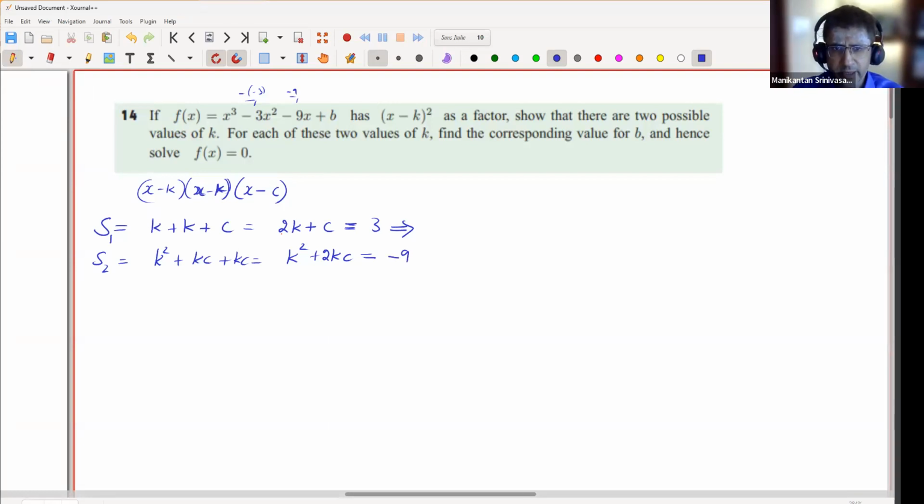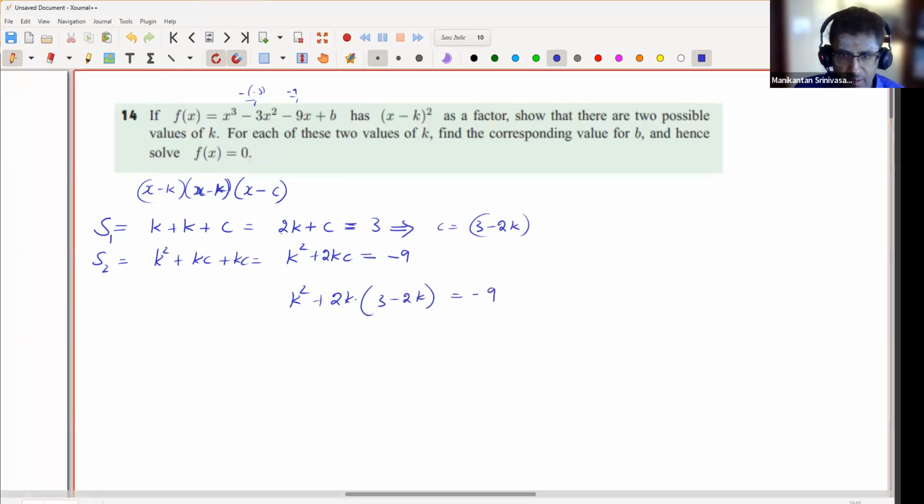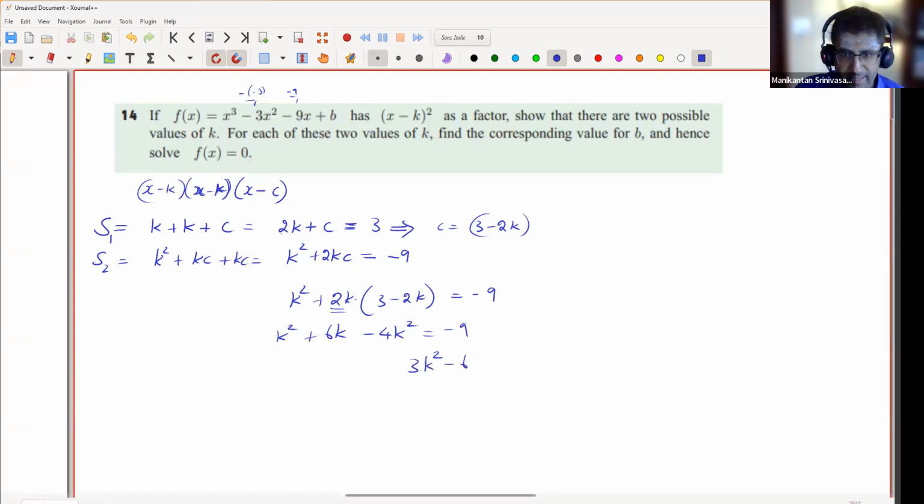So from the first step we infer that c is 3 minus 2k. Let's substitute 3 minus 2k here. So k square plus 2k times 3 minus 2k equal to minus 9. It's a simple quadratic, but let's still finish it. So k square plus 6k minus 4k square. If I'm making some silly mistake, please call out, guys. Minus 9. Let's move everything to the right side. So 3k square minus 6k minus 9 equal to 0. I can divide by 3 to make it easy. K square minus 2k minus 3 equal to 0.